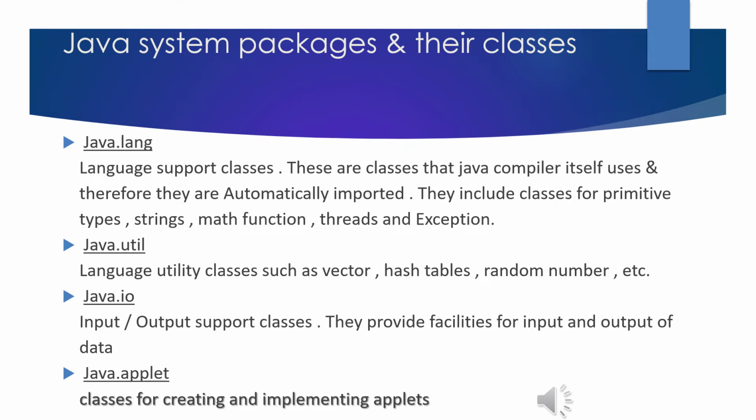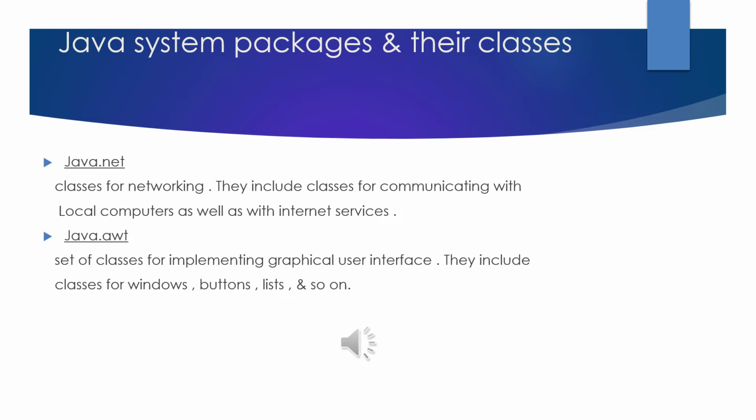java.io. It is used to support input and output sources. java.applet. This package is used to implement and create applets. java.net. Classes for networking purposes. They include classes for communicating with local computers as well as with internet services. java.awt. It is used to implement graphical user interfaces, which include classes for windows, buttons, and so on.